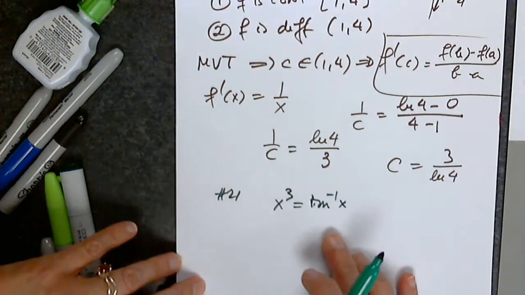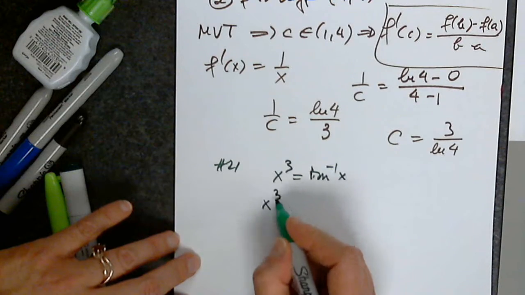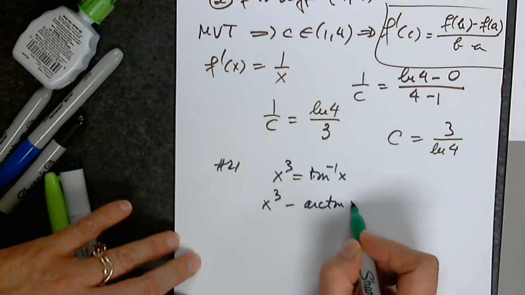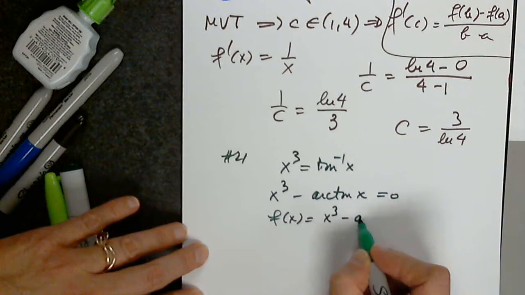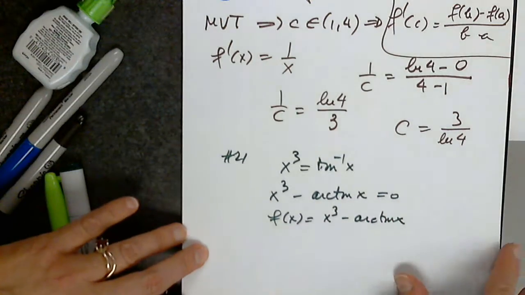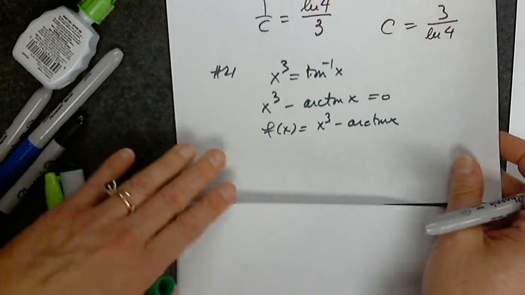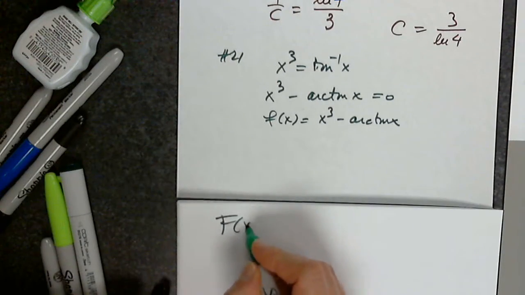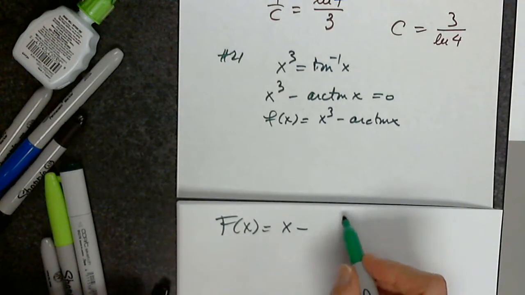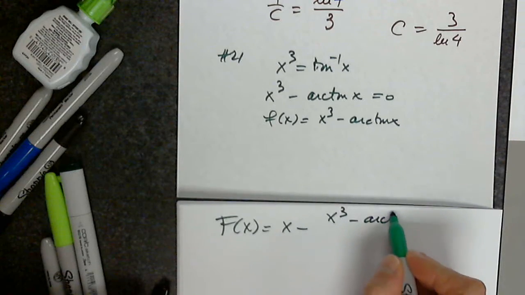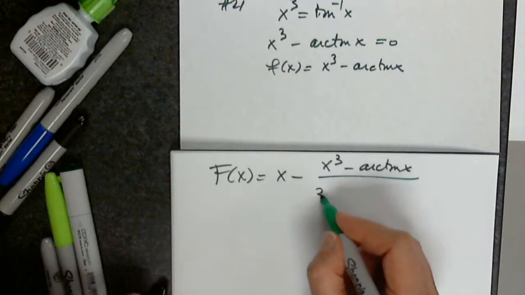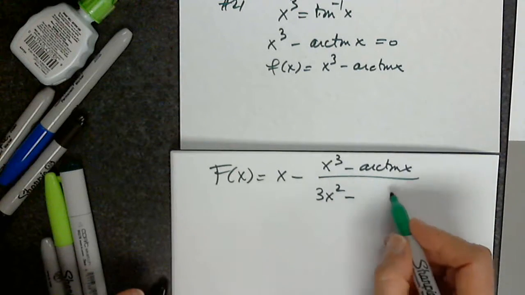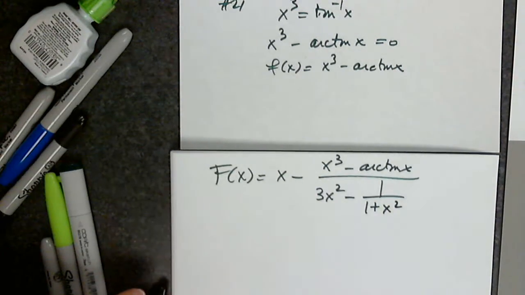That's it? Okay, very good. So then I have x cubed minus arc tangent x equals 0. So our function is x cubed minus arc tangent x. I have to create that big function, which is x minus (x cubed minus arc tangent x) everything over (3x squared minus 1 divided by 1 plus x squared).